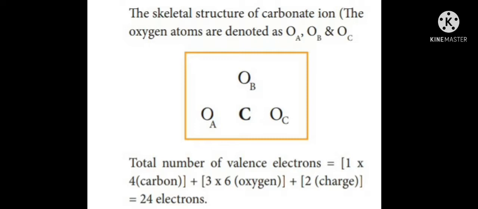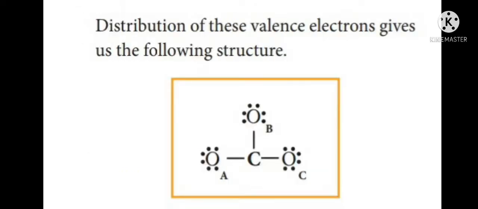Therefore, 1 into 4 plus 3 into 6 plus 2 is equal to 4 plus 18 plus 2, which is equal to 24. Therefore, total number of valence electrons is equal to 24 electrons. Next, we have to place a single bond between carbon and oxygen A, carbon and oxygen B, carbon and oxygen C. Here it contains 3 bonds, that is 6 electrons. Totally we are having 24 valence electrons.